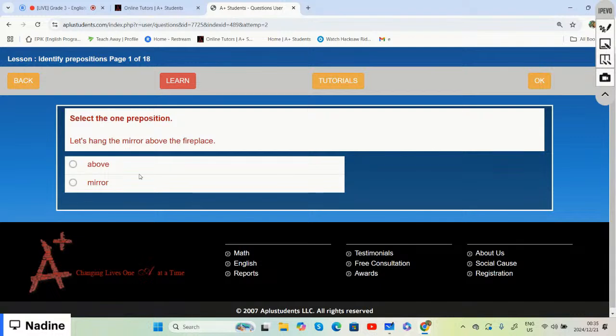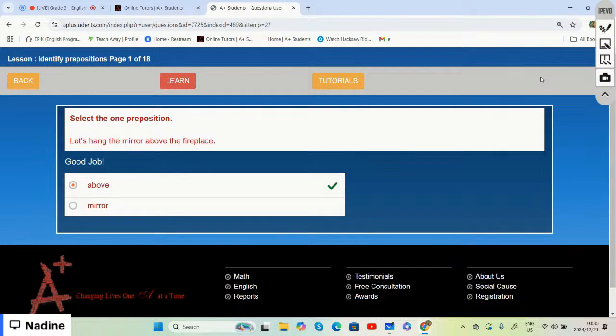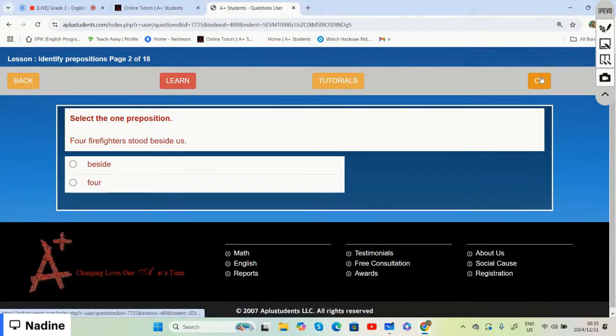All right, it says let's hang the mirror above the fireplace, and yes, option one, above, is our preposition. Well done. Yes, well done. Option one is correct.